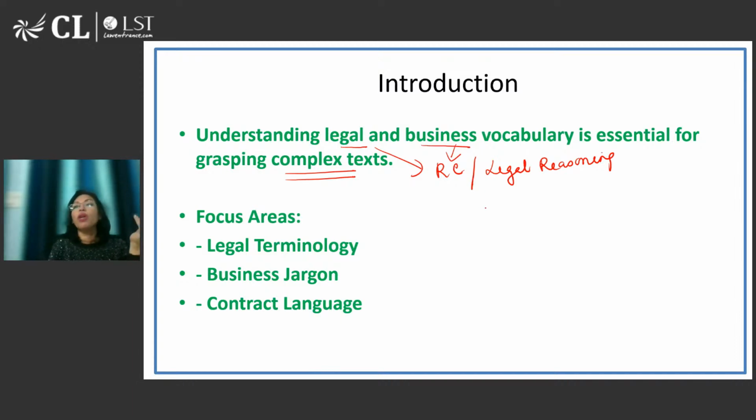Tomorrow, who knows, you may just go and be part of a law firm where a lot of business contracts are being made, being drafted, being reviewed, being discussed, being negotiated, and there this business vocabulary just becomes absolutely essential for you. So if you do know this, you're going to be sorted. If you don't know it, well, here is time for you to learn. So we're going to be focusing on legal terminology, some business jargon, and some contract language.